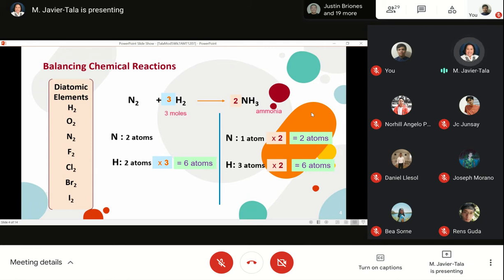reactant and product sides. So the numbers that you have put in front of the elements and the compounds in your chemical reaction will be read as moles. So in this balanced chemical reaction, it will be read as 1 mole of nitrogen and 3 moles of hydrogen yields 2 moles of ammonia.